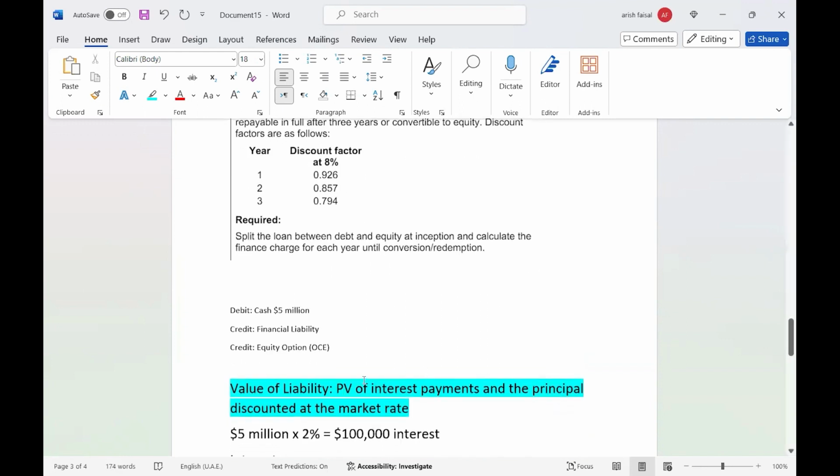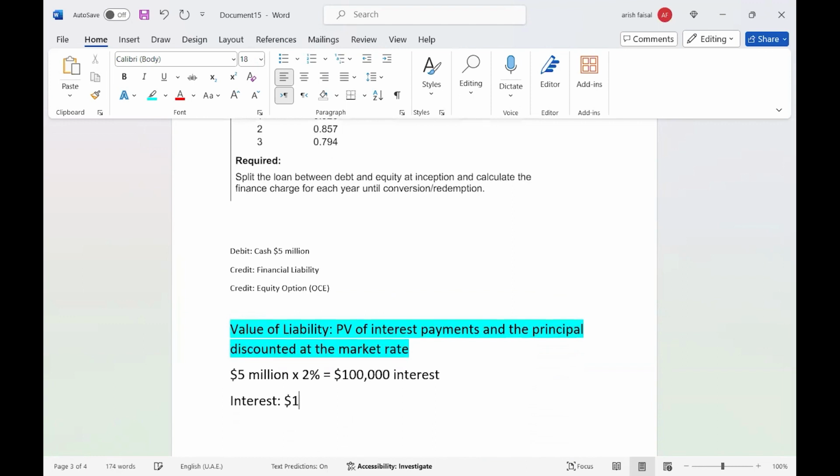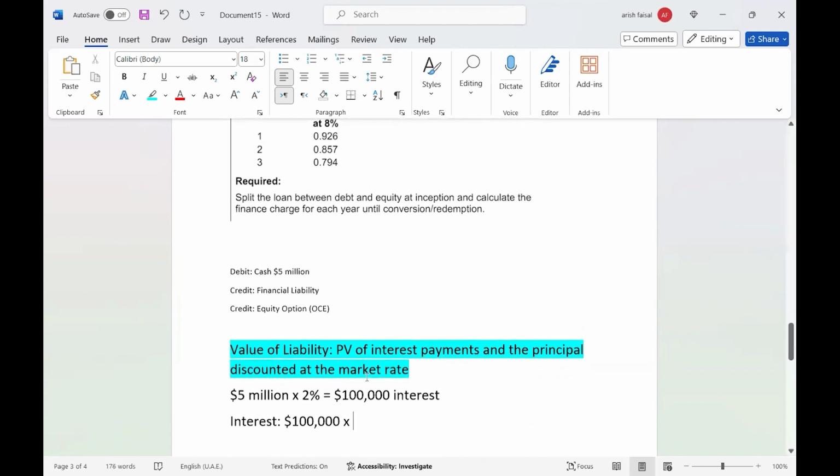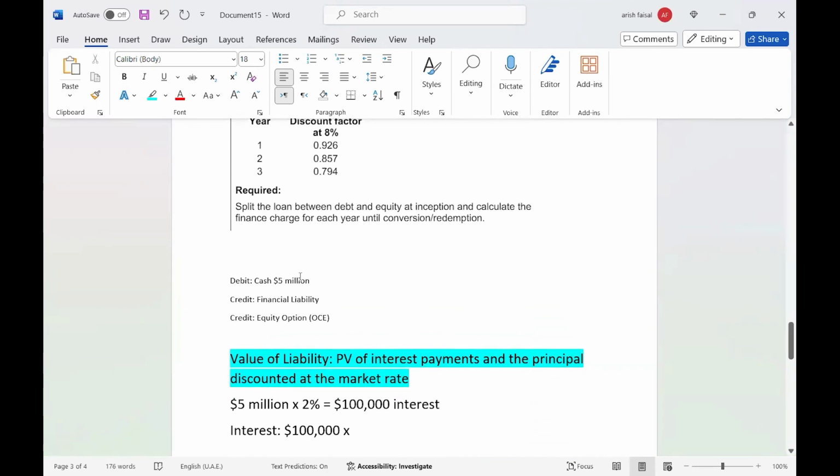Okay, so now because the interest is going to be an annuity, what I can simply do is add up all the discount factors and I will get the annuity factor, because the annuity factor is the sum of the discount factors, right? For a 3 years annuity, I will take 0.926 plus 0.857 and then 0.794. So this will give me an annuity factor of 2.577. You can also use the formula, which is 1 minus (1 plus r) to the power minus n, divided by r, to find out the annuity factor.